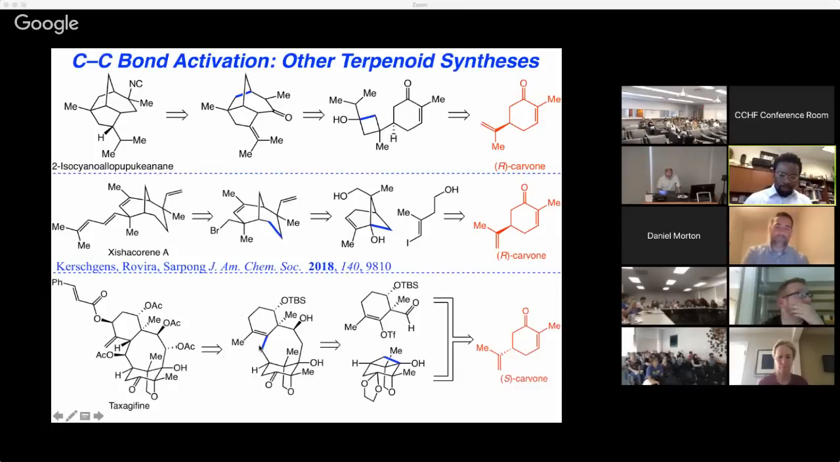And we're now at the stage where we're completing the site-selective oxygenations to finish this off. We've been able to achieve each of these oxygenations individually, and we're now sequencing them to finish off molecules such as taxajophene.